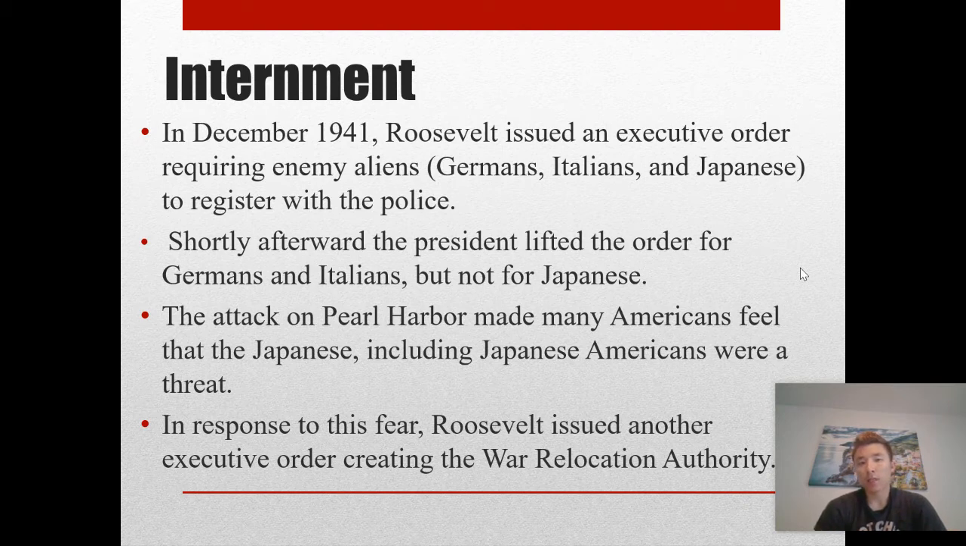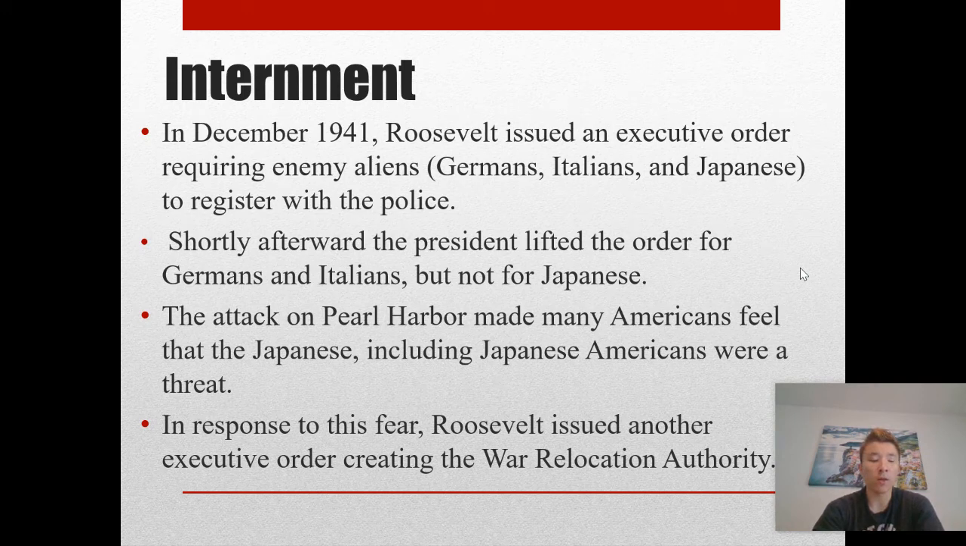So the thing is, at this time, the United States is also at war with Germany, also at war with Italy, and of course at war with Japan. But why exactly were German Americans and Italian Americans lifted off of this order, but not the Japanese? And I'll tell you why. It's pretty simple. I'm half Japanese, but I'm also half white. I'm half European, half Finnish. My mom's from Finland. My dad's from Japan. So the reason why the Japanese Americans still had to register with the police is quite simple: physical characteristics.